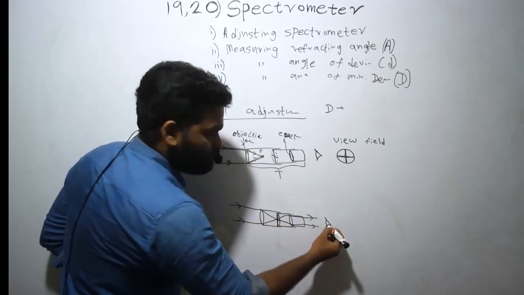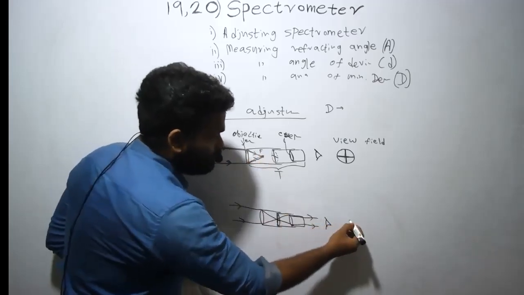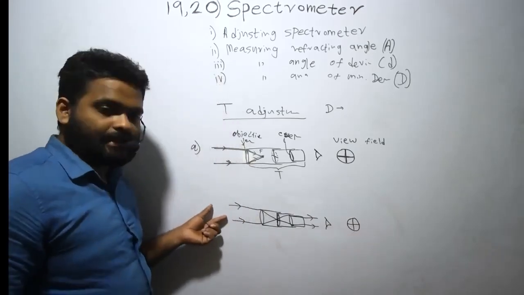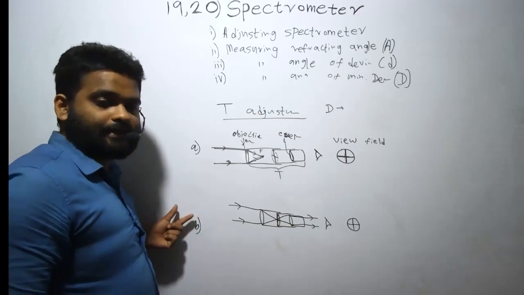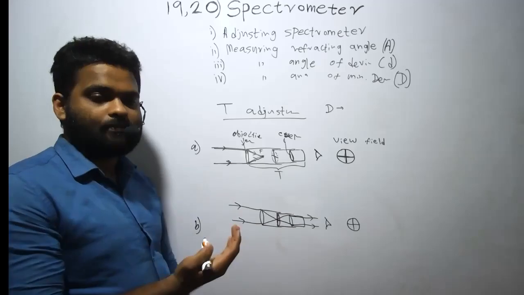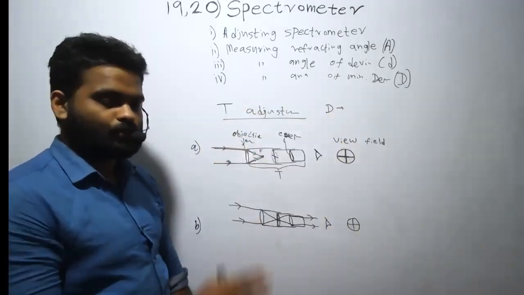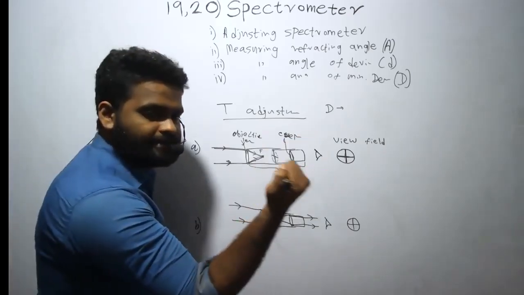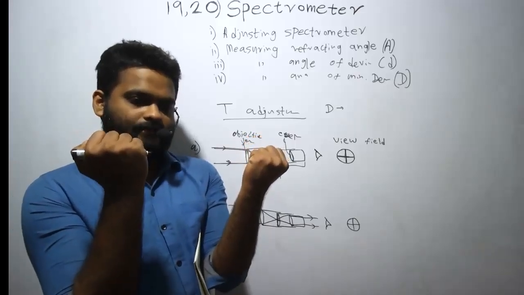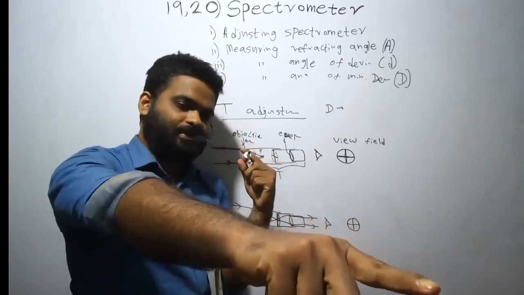you look through the view field. By rotating this, you can change this distance. When you look at the view field, what do you see? Let's say you observe a distant tree. A distant tree means the tree is at infinity. In the lab, you can focus a tree through a window. Usually the telescope and the collimator are facing each other, but you can rotate the telescope and point towards a distant object.